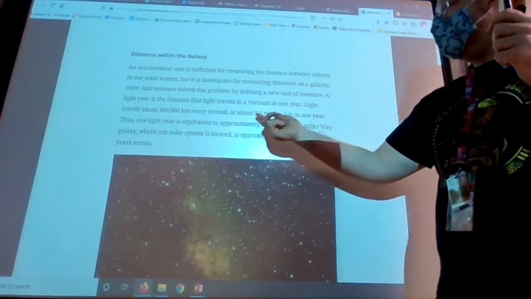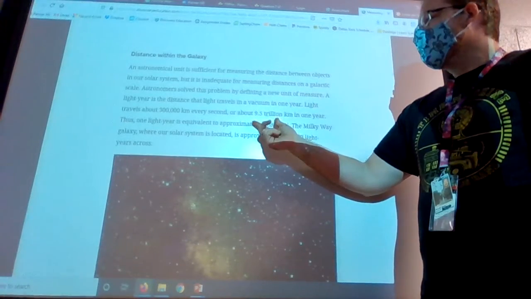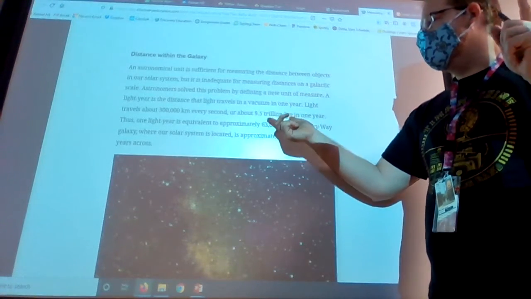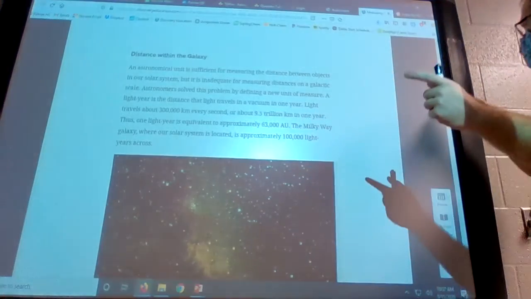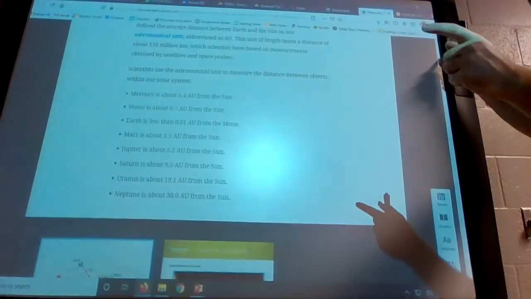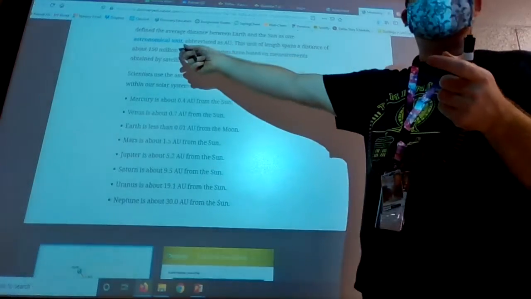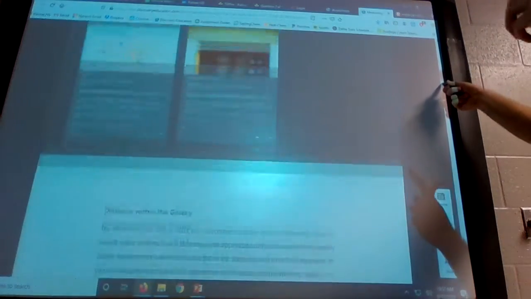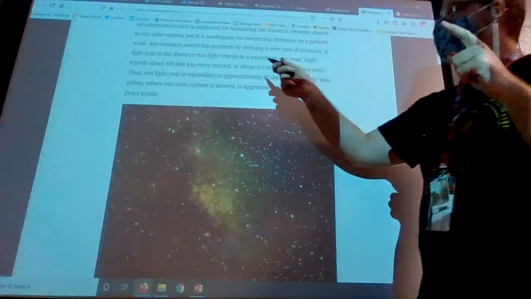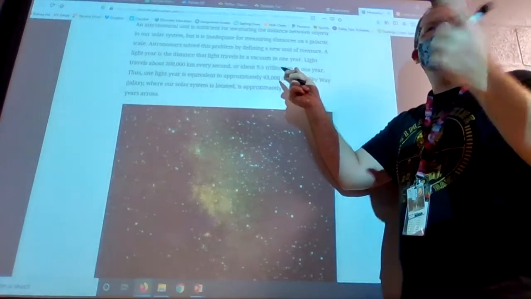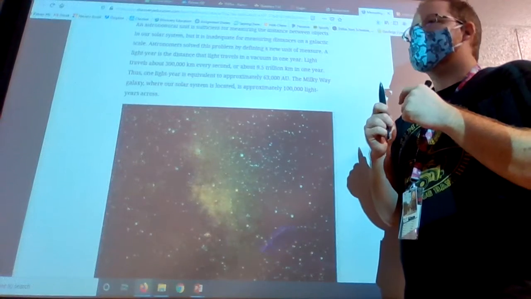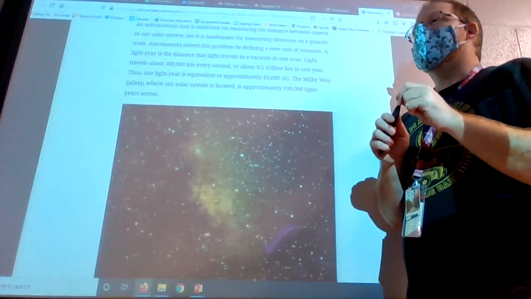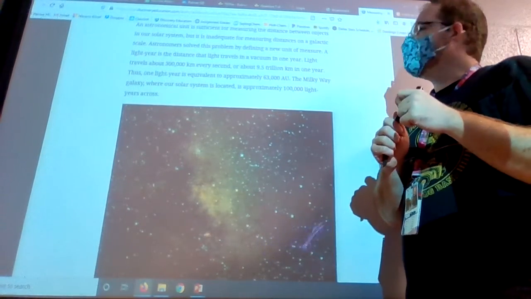Now, how far does that travel in 1 year? 9.5 trillion kilometers in 1 year. So for an astronomical unit, it was 150 million kilometers. For 1 light year, it's 9.5 trillion kilometers. So they even skip over a billion. They go straight to trillion for kilometers. What's past trillion? Quadrillion and then quintillion. They go way up.